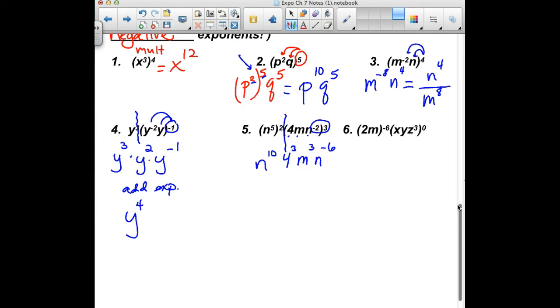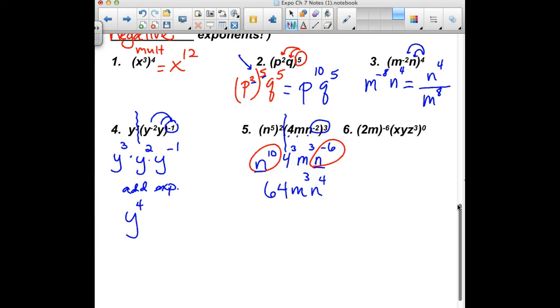All right, now simplifying. We can figure out 4 cubed. It's small enough. 4 times 4 times 4 would give us 64. Now the m's, there's only one piece. We have m to the third, so there's nothing to combine there. But notice here that we have two different n pieces, and we always want to put those together. So in this case, we have a base to a power times the same base, right? They're both n's, to another power. So we add our powers, 10 plus negative 6 would be 4.